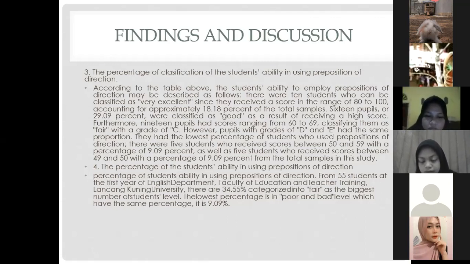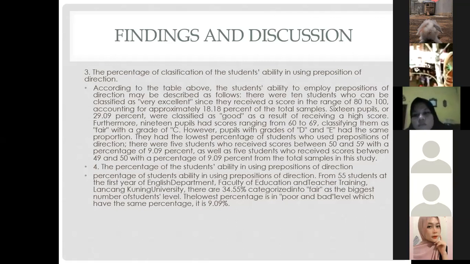For the percentage of the students' ability in using preposition of direction from 55 students at the first year of English Department, Faculty of Education and Teacher Training, Lancang Kuning University, there were 34.55% categorized as fair, the biggest number of students' level. The lowest percentage is in poor and bad level, which have the same percentage. It is 9.9%.